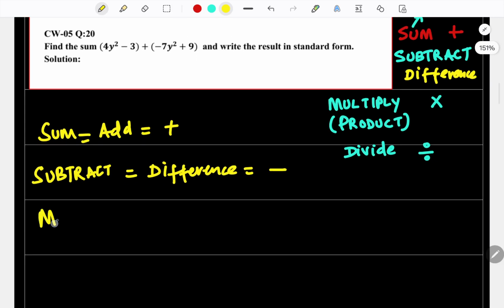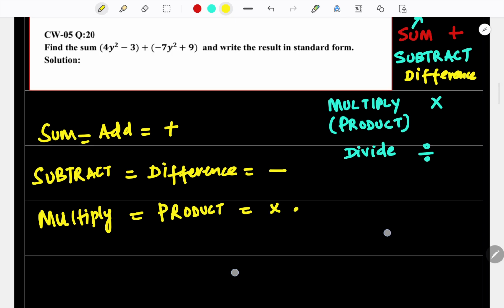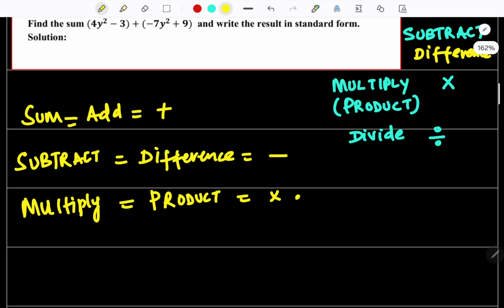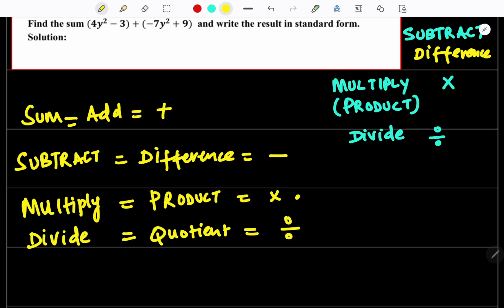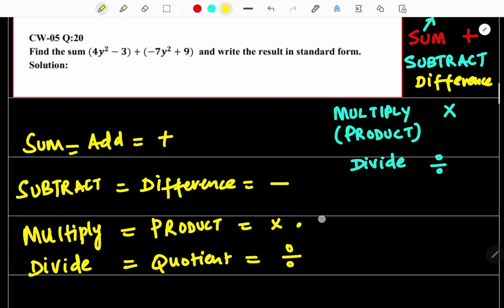Next is multiply. Multiply is also equal to product. It is written like this, or sometimes they will use it like this. But it's not a decimal, keep that in your mind. Then for divide, they can also say another word, quotient. So this we can also write like this. Okay, let's go to the questions.